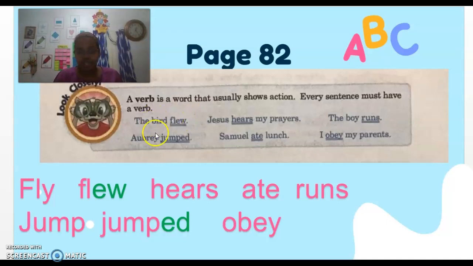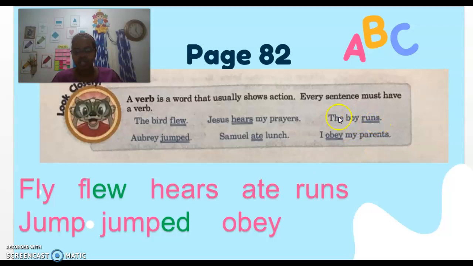For example, here, the verb flew. Flew is the past of fly. The verb in the present tense is fly, and in the past is flew. Then we have Jesus hears my prayers. Remember that when we are talking in third person singular, we add s to our verb.